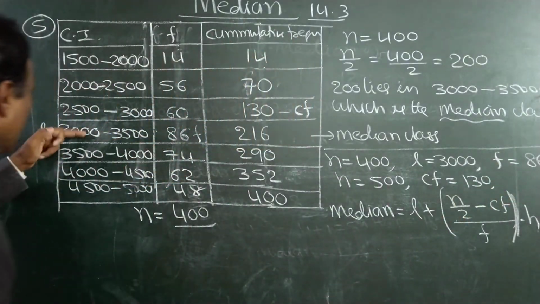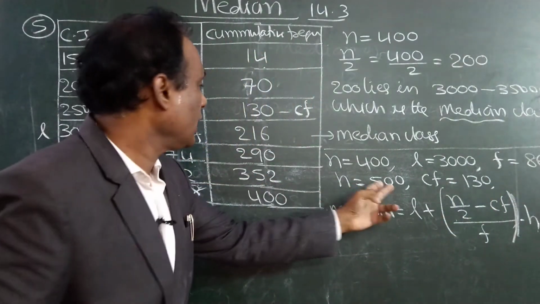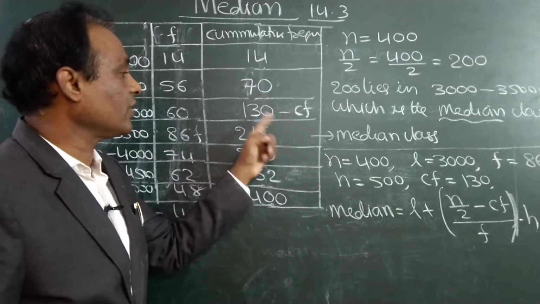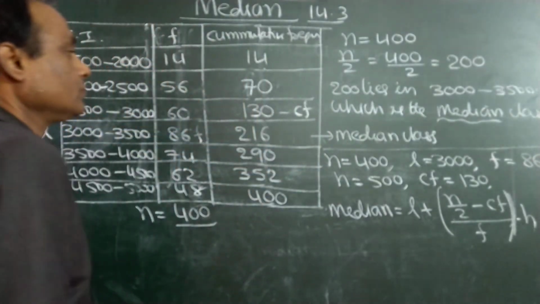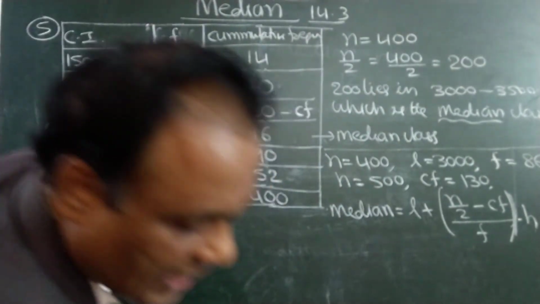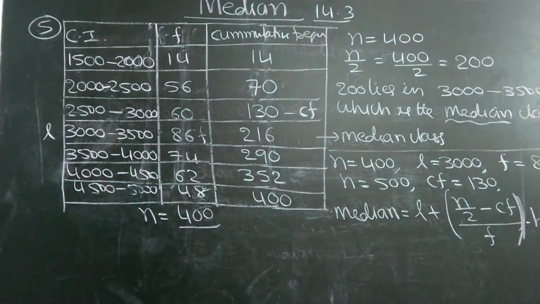Next, the size of the class is 500. Next, above this, the cumulative frequency is 130. Substitute in this and get the answer. Substitute here and get the answer. All of you substitute. Anybody got the answer?